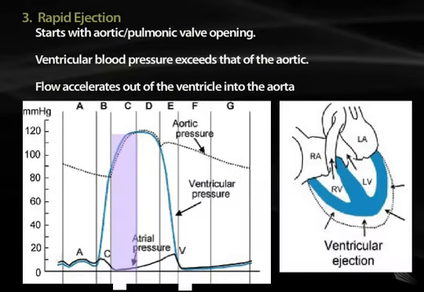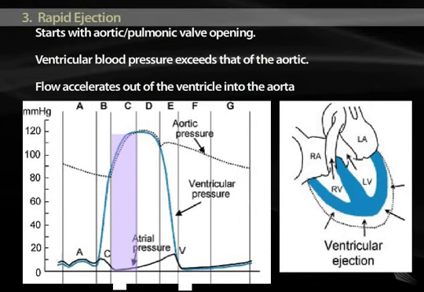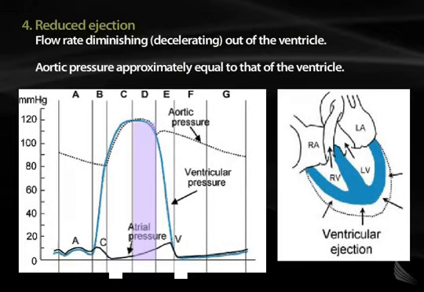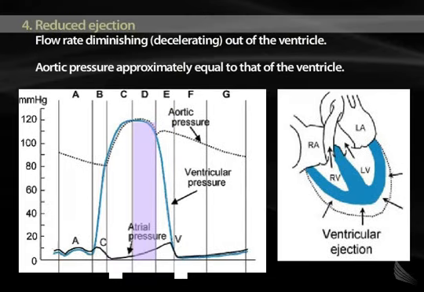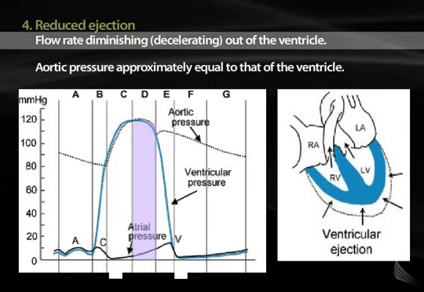In this graph you can see under section C, rapid ejection, with an increasing flow rate out of the left ventricle. Under section D you can see reduced ejection, with a diminishing flow rate out of the ventricle.